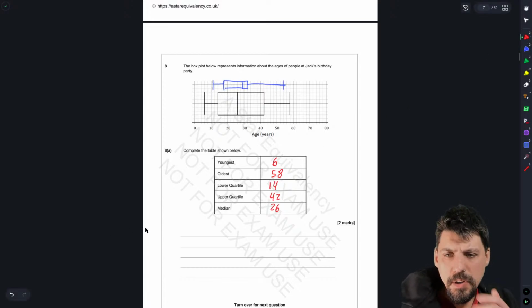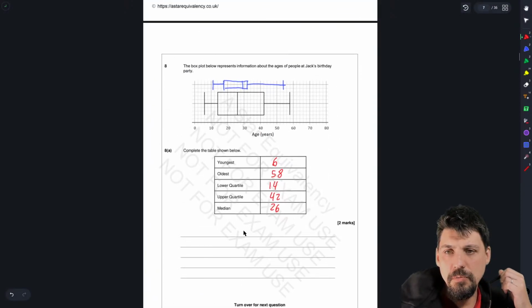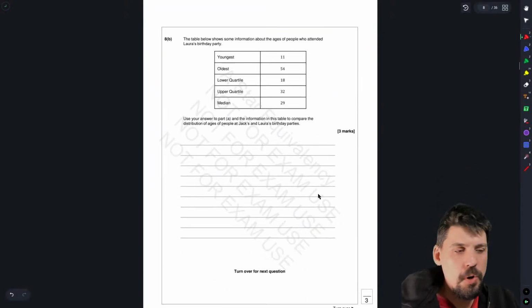All right, so looking at that, what do we need to do? We've got 3 marks. Compare the distribution. Right. So these are the questions where I'm not going to get full marks.